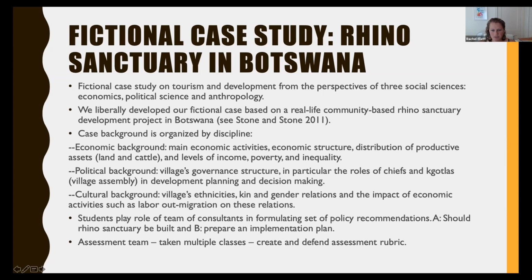we took a subgroup of students who we actually shared. We're a smaller college. We shared these students, and they'd taken classes with more than one of us. And we tasked them with being the assessment team. So they would assess the work of their peers. And their project then was to create an assessment rubric and to defend that rubric, and then obviously to apply it.